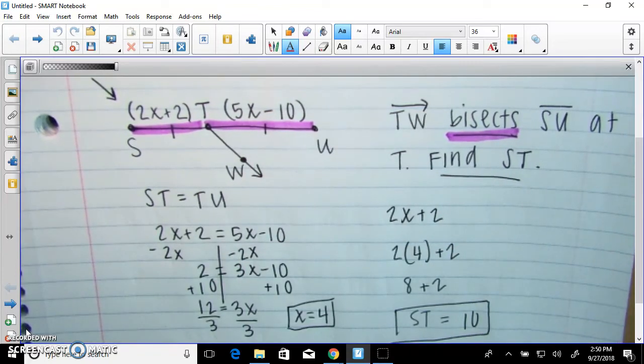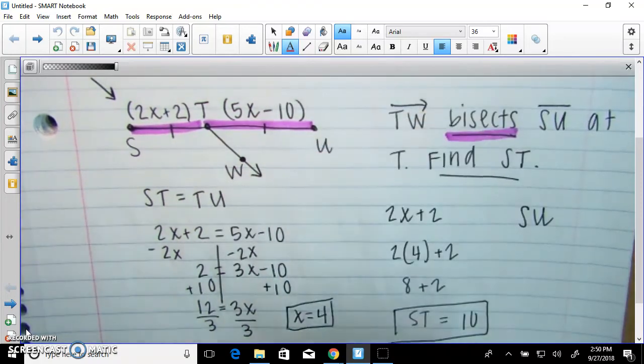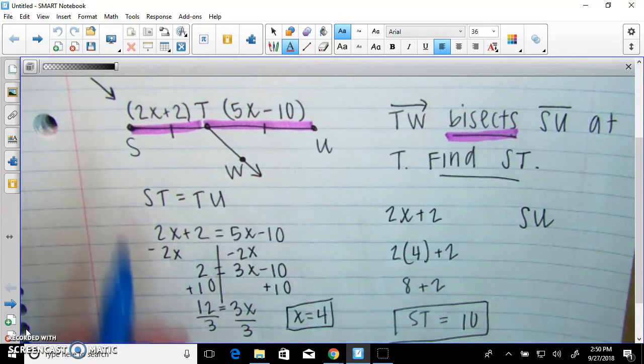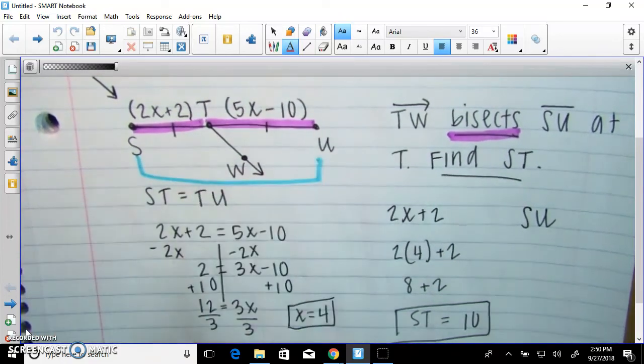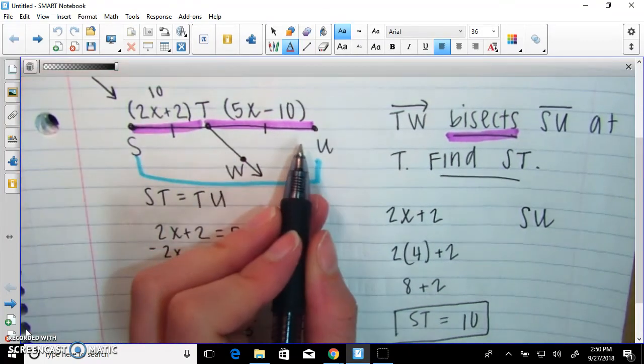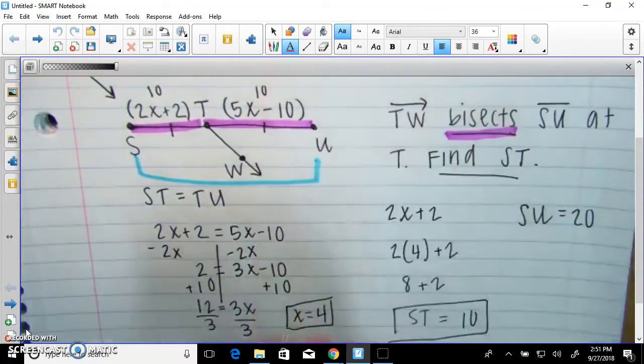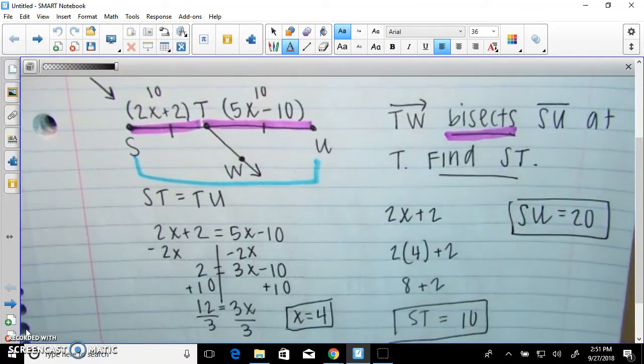Let's say that they took this one step further and now they want to know what the length of SU is. So SU would be the entire segment. Well, if we know that ST is 10 and TU is congruent to that, that's also 10, we could then add that together and find that the length of SU is going to be just double 10, or 20.